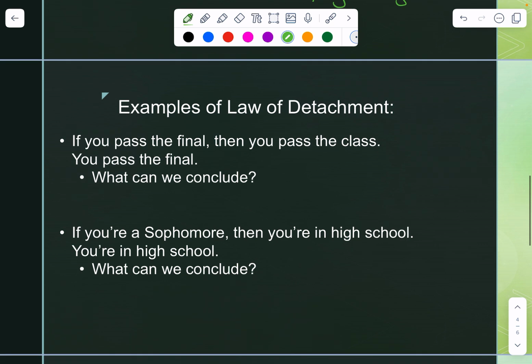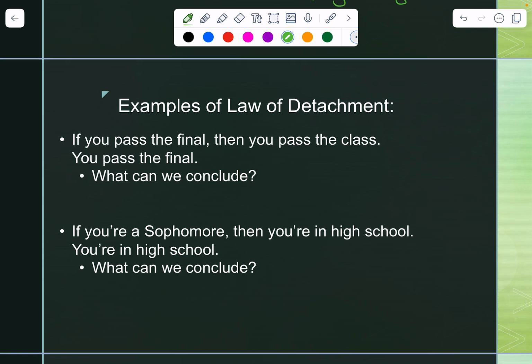Let's try another one. If you pass the final, then you pass the class. You pass the final, what can we conclude? You pass the class. When we look, you pass the final, that's P. You pass the class, that's Q. You pass the final, so that's telling me P is true. So then Q must be true.